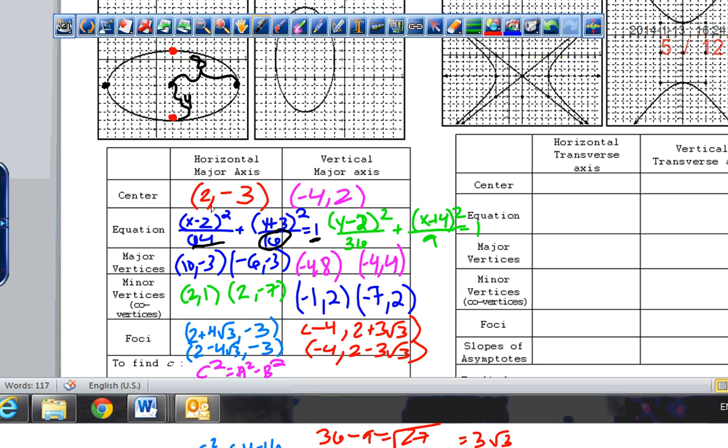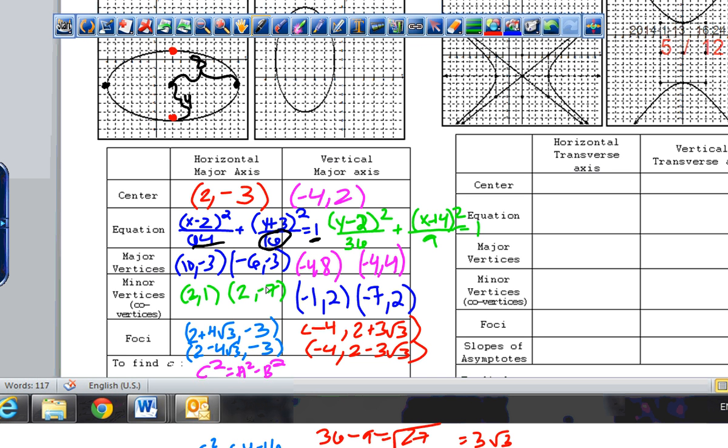So the y's change. So I'm going to subtract 4 from here, and I'm going to add 4. So -3 plus 4 is 1, -3 minus 4 is -7.